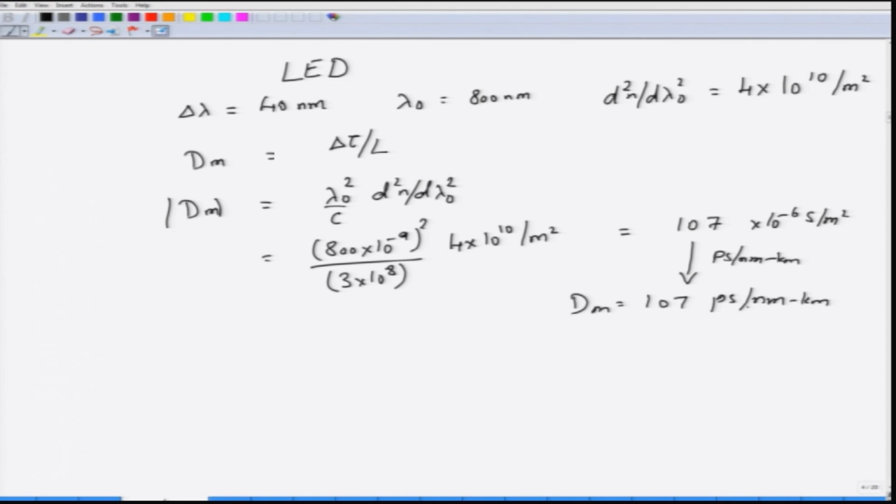Now this is by itself not very important. What is important is what is the product dm into delta lambda, and what is that product? This is roughly 40 into 100 picosecond per nanometer kilometer.